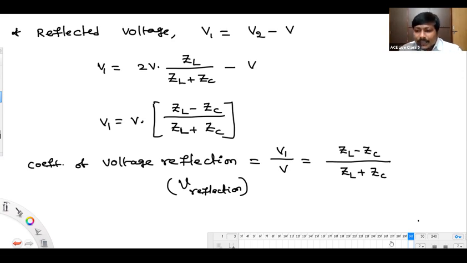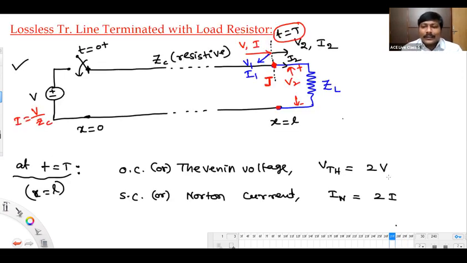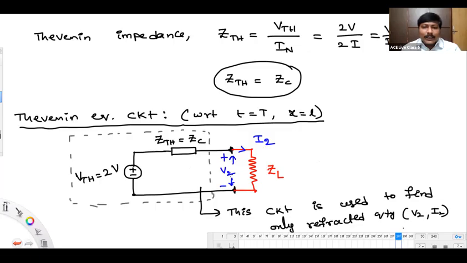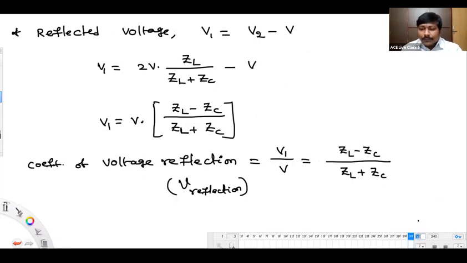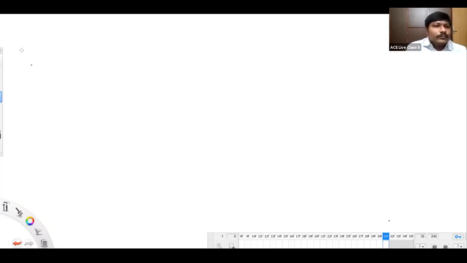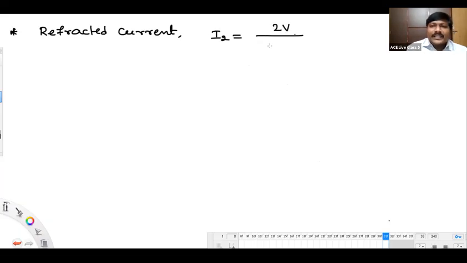Next, you go for currents. Refracted current I2 is nothing but 2V by ZL plus ZC.